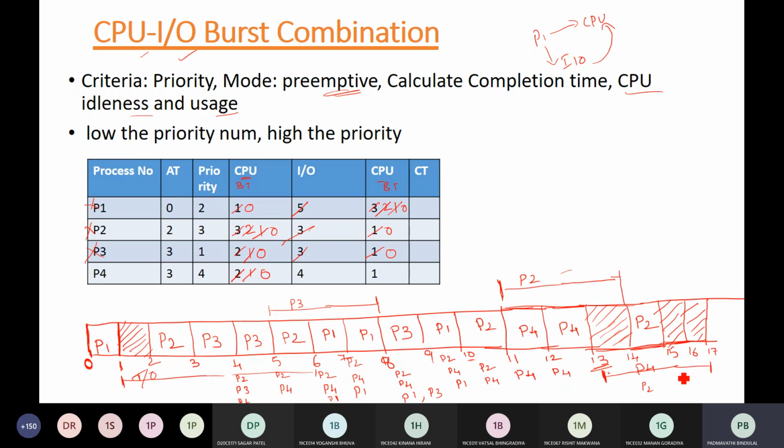Now in the 17th instant, P4 has completed its IO operation. Now it can go for its CPU operation, and you don't have any other process in competition, so there is no need to check any priority. So you will execute P4 for 1 instant, since 1 instant of CPU is remaining. Now you see your ready queue is empty, so you don't have any more processes. So this is how the Gantt chart can be prepared when this kind of question is asked. Is it clear? Gantt chart preparation.